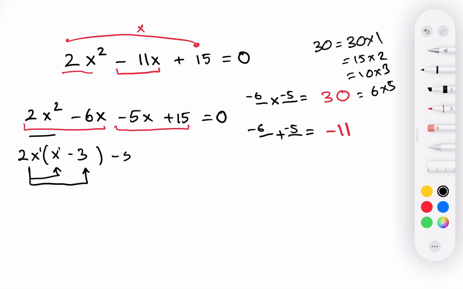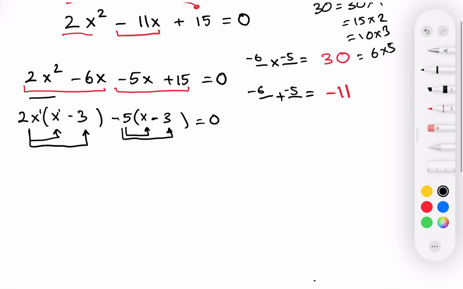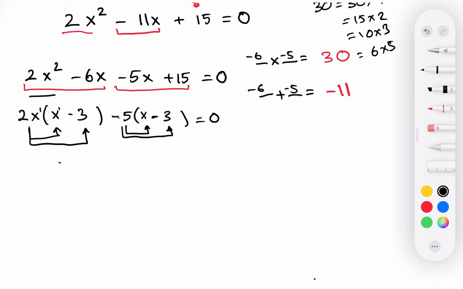Same thing with the other one. However, I'm going to take minus 5 out because the goal of this is to make the brackets the same, because when they're the same, you know you've done it right. So minus 5 times something is minus 5x. That's just an x. And minus 5 times something is 15. Because it's positive here, we need another minus, and it will be 3. And the brackets are the same, which is correct. And the final step is we just put this all together. So one of the brackets is x minus 3, and the other one is what's outside of them, which is 2x minus 5, and that's it.